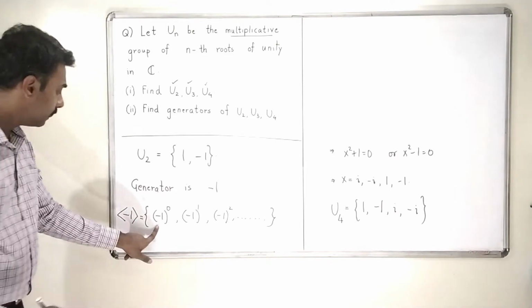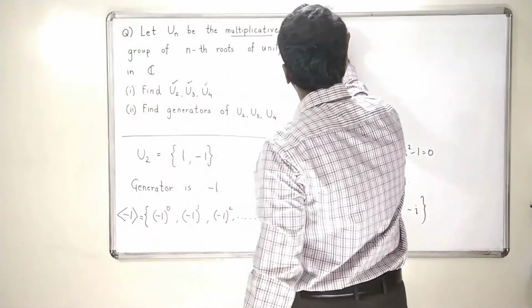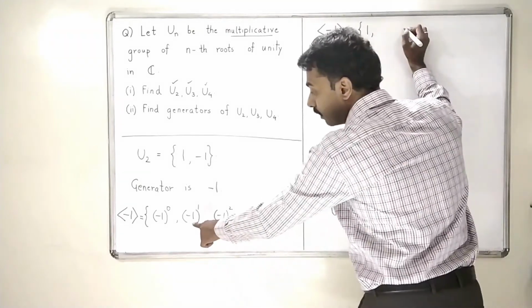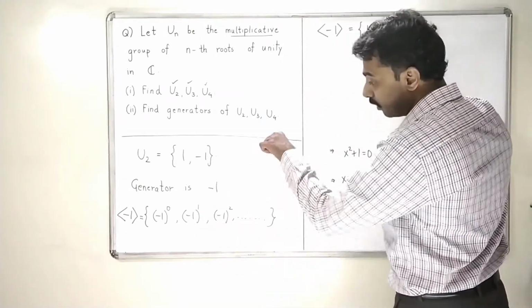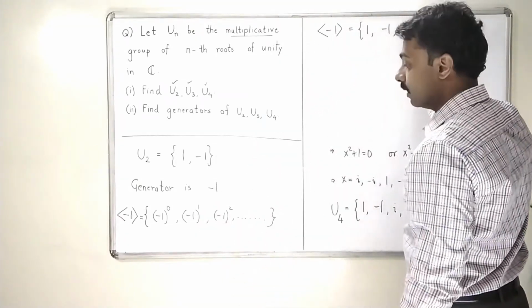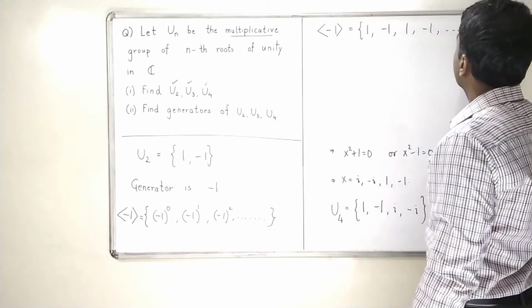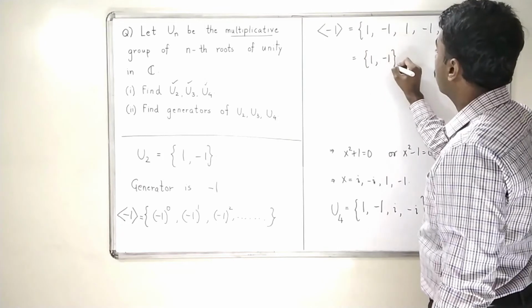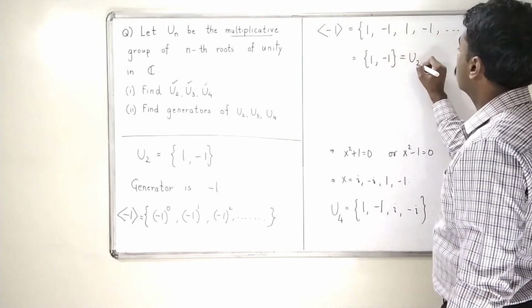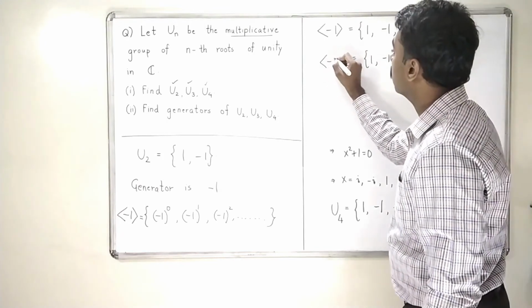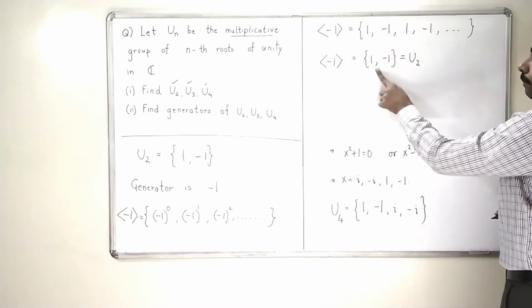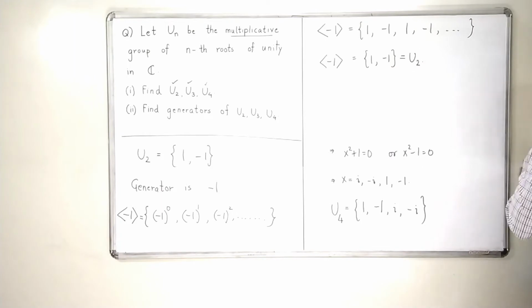Okay. What will be minus 1 raised to 0? Minus 1 raised to 0 will be equal to 1. Minus 1 raised to 1 is minus 1, then 1, minus 1 and so on. So do you see that this set is 1 and minus 1, which is actually my U2. So who is the generator of U2? Minus 1 will generate complete U2.